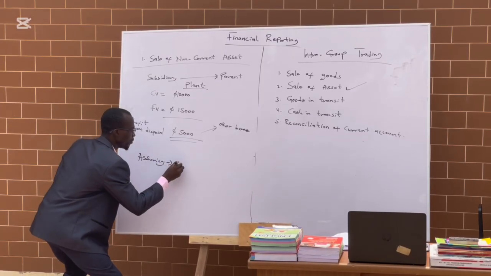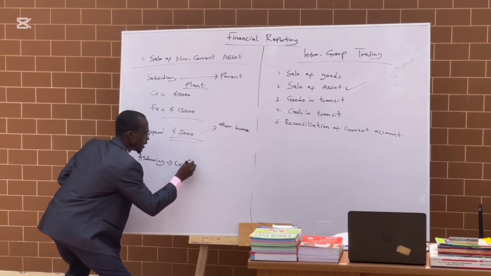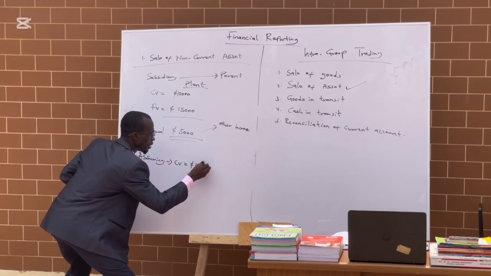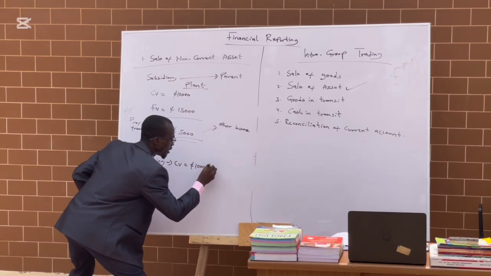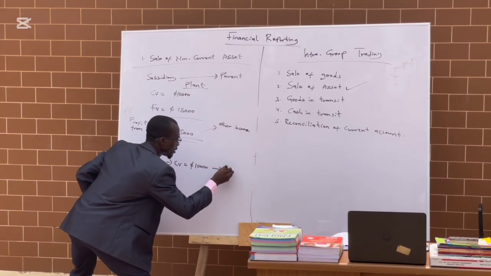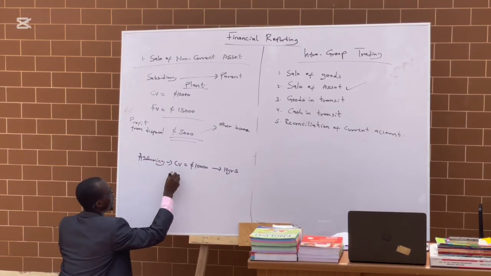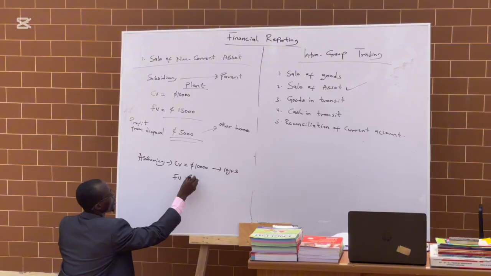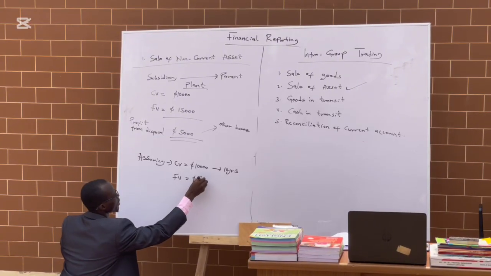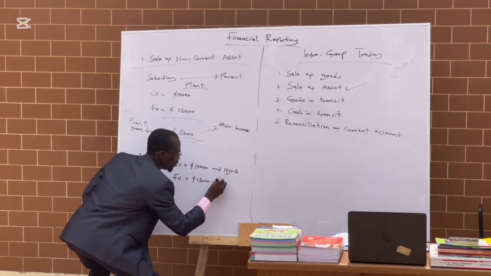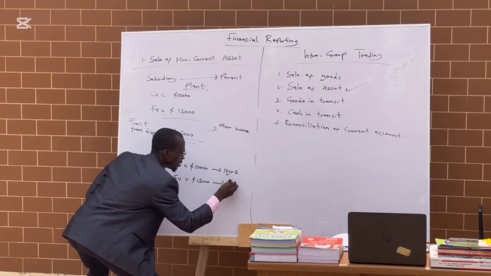Let's say the current value is 10,000 cedis, and the remaining useful life is 10 years. And the fair value is 15,000 Ghana cedis, and the remaining useful life is 5 years.